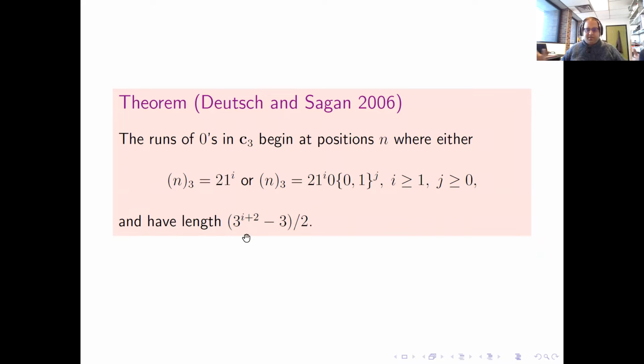So we can characterize exactly where these runs of zeros in the sequence of Catalan numbers mod 3 start. They start in positions n whose base 3 expansions look like one of these two forms listed here. Those are the starting positions. And then the lengths of the runs are (3^(i+2) - 3)/2, right, where i corresponds to the length of this run of ones here. So we can completely describe where the zeros occur.